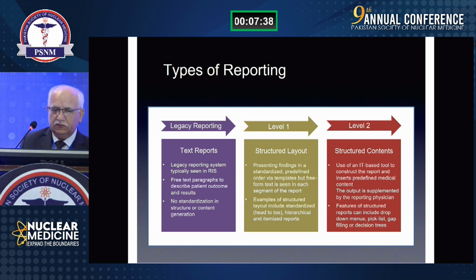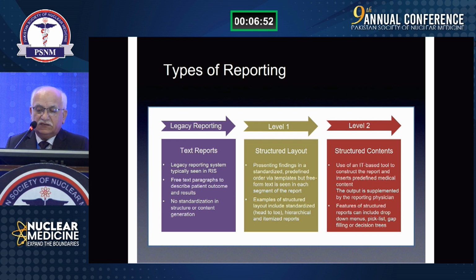There are three ways to write a report. First is the free text report, which is the conventional one. Most nuclear medicine physicians, at least where we have been trained, usually use free text paragraphs to describe the patient outcome and the result. The next level, which we are adopting to a certain extent, is known as structured layout, in which we present the findings in a standardized, predefined order via a template. But again, free text is seen in each segment of the report. It includes hierarchical or itemized reports. Say, for example, we use head and neck, chest, abdomen, and this type of thing.